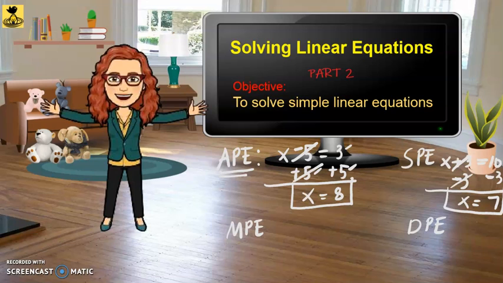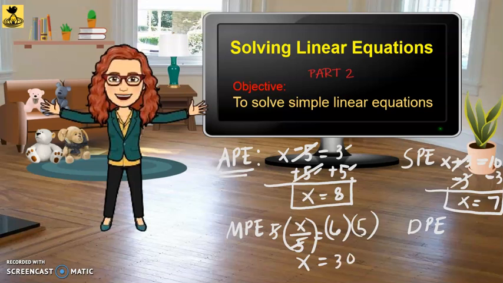For the multiplication property of equality, for example, if we have x divided by 5 is equal to 6, then since this is division, we will apply multiplication property of equality. So we multiply 5 both sides of the equation, and then we do the operations. 5 divided by 5 is 1, so 1x is x, and 6 times 5 is 30. So we have the value of x, which is 30.